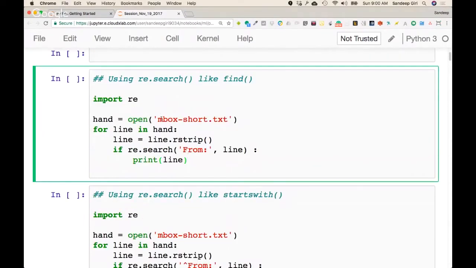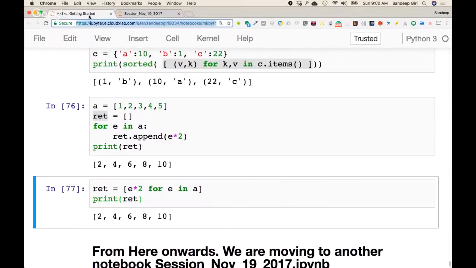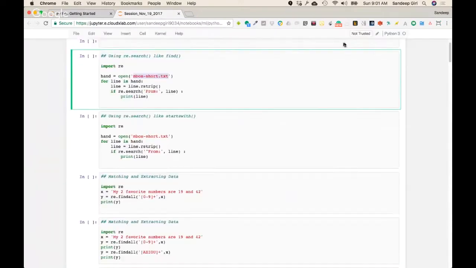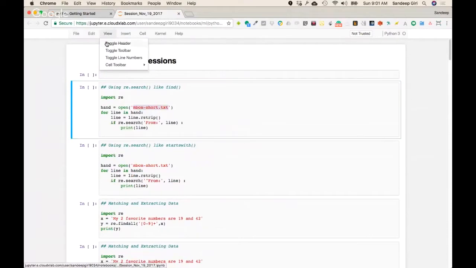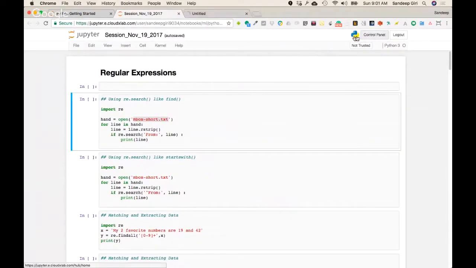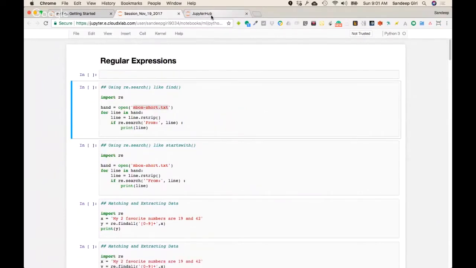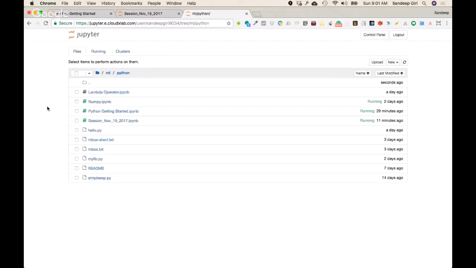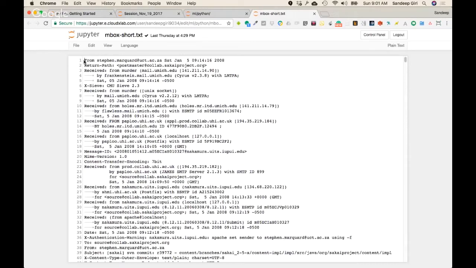So what we are trying to do here is there is a file called mbox-short. How do I go to the file? I'll just go to my home page, show toolbar, go to control panel, hide the header again, and here in my home folder, inside this ML folder, you see Python, and I've copied everything onto the same folder in my Jupyter notebook. Okay, so you see there is this file which is basically the mailbox of somebody.